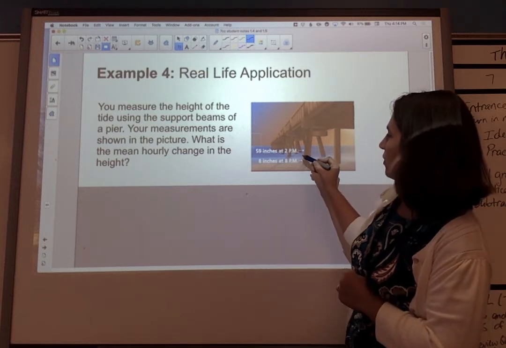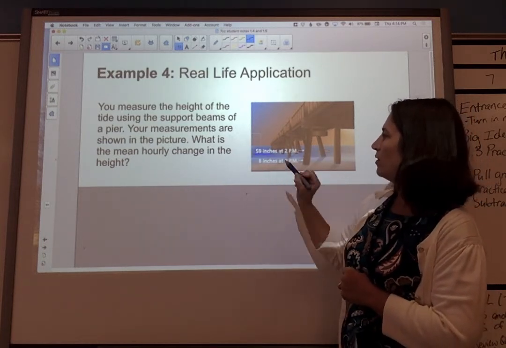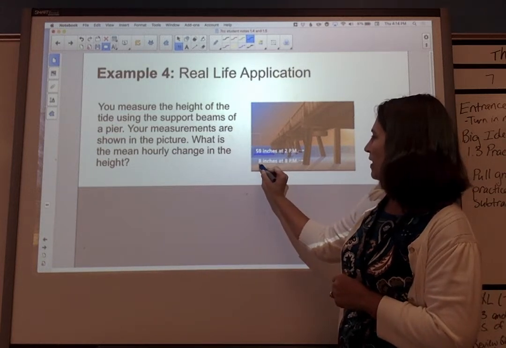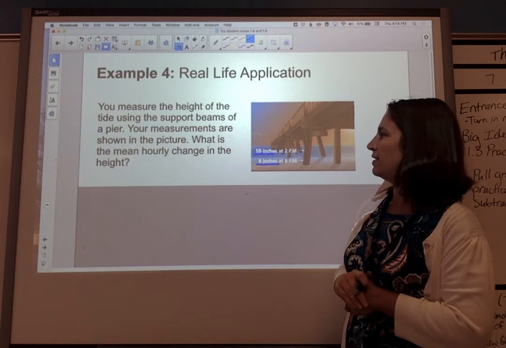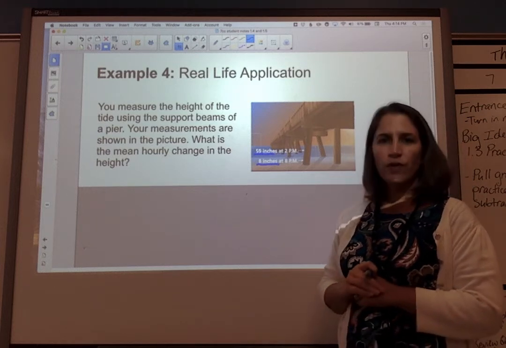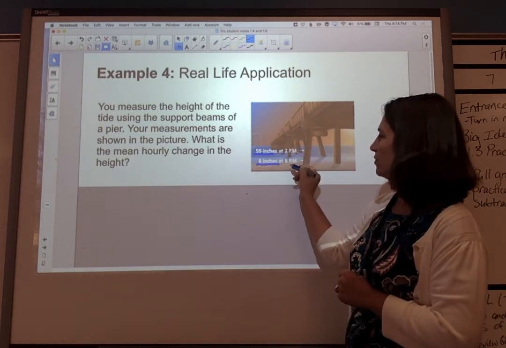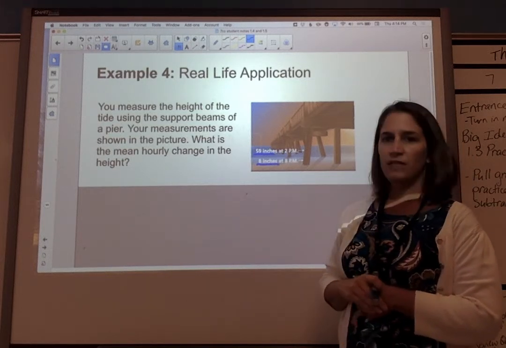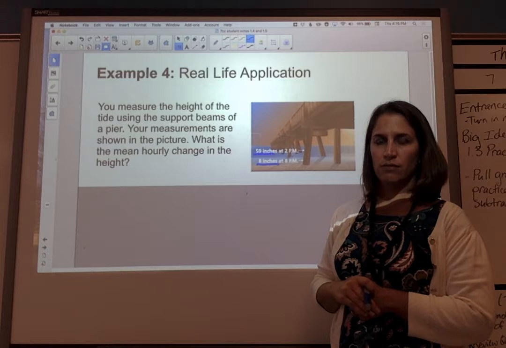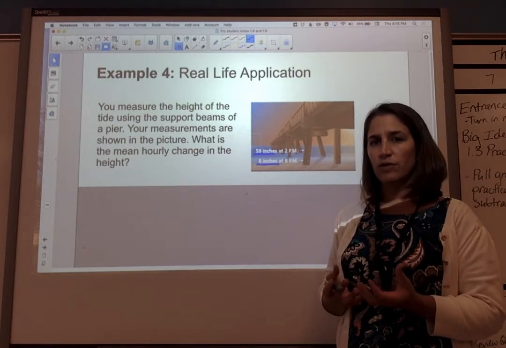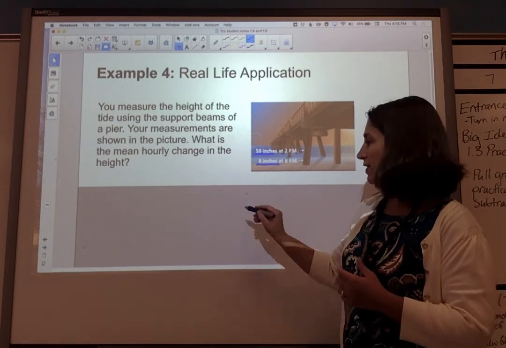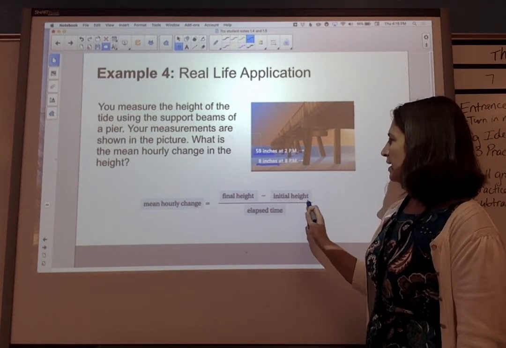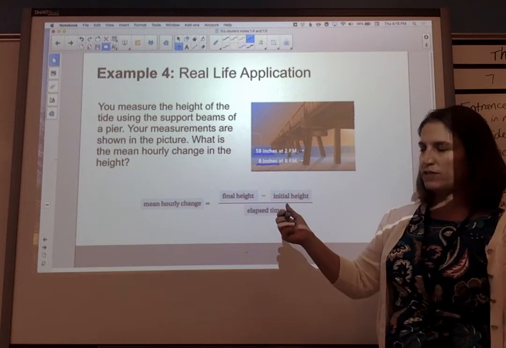So here this picture is showing us that at 2 p.m., it's at 59 inches, and then the tide lowers by 8 p.m., it's at only 8 inches. So over the course of 6 hours, from 2 p.m. to 8 p.m., the tide decreased by 51 inches. So if we want to know how much it decreased each hour, we need to divide. So we're going to say the final height minus the initial height. That's how we got the 51.